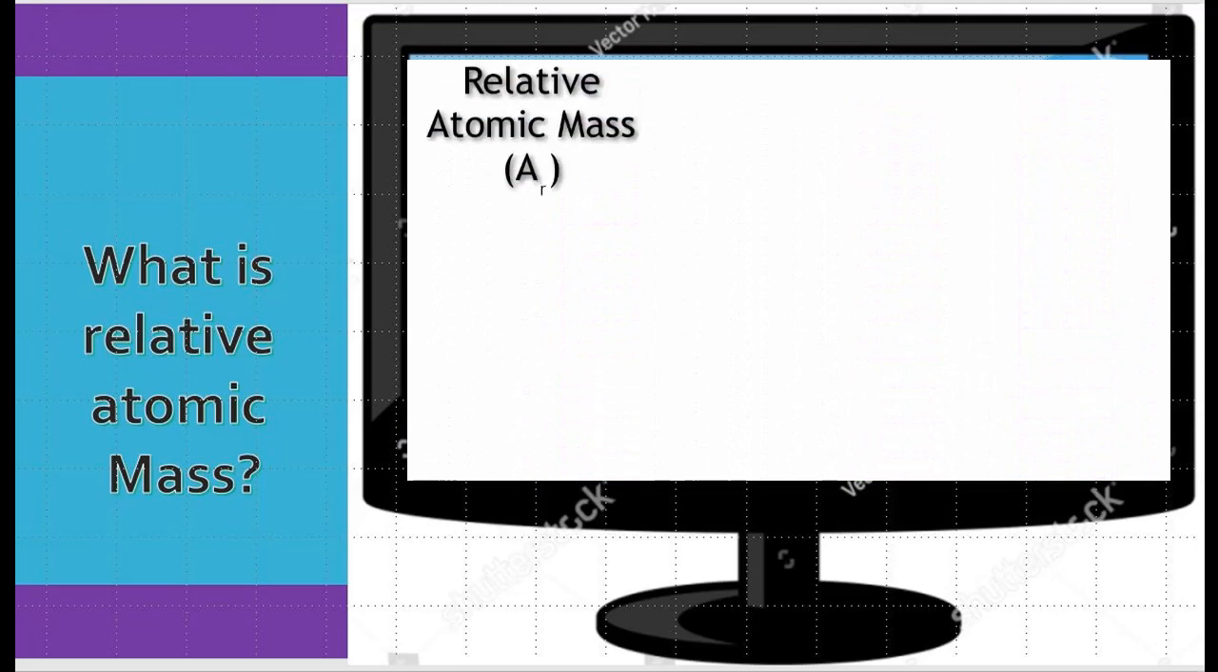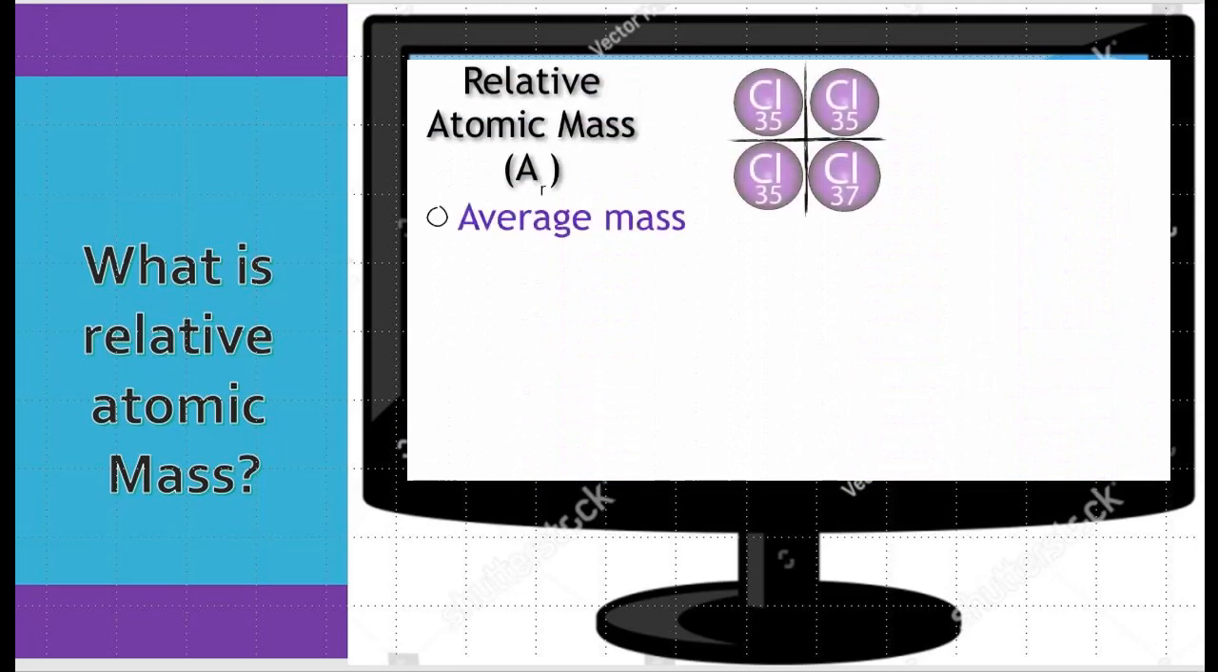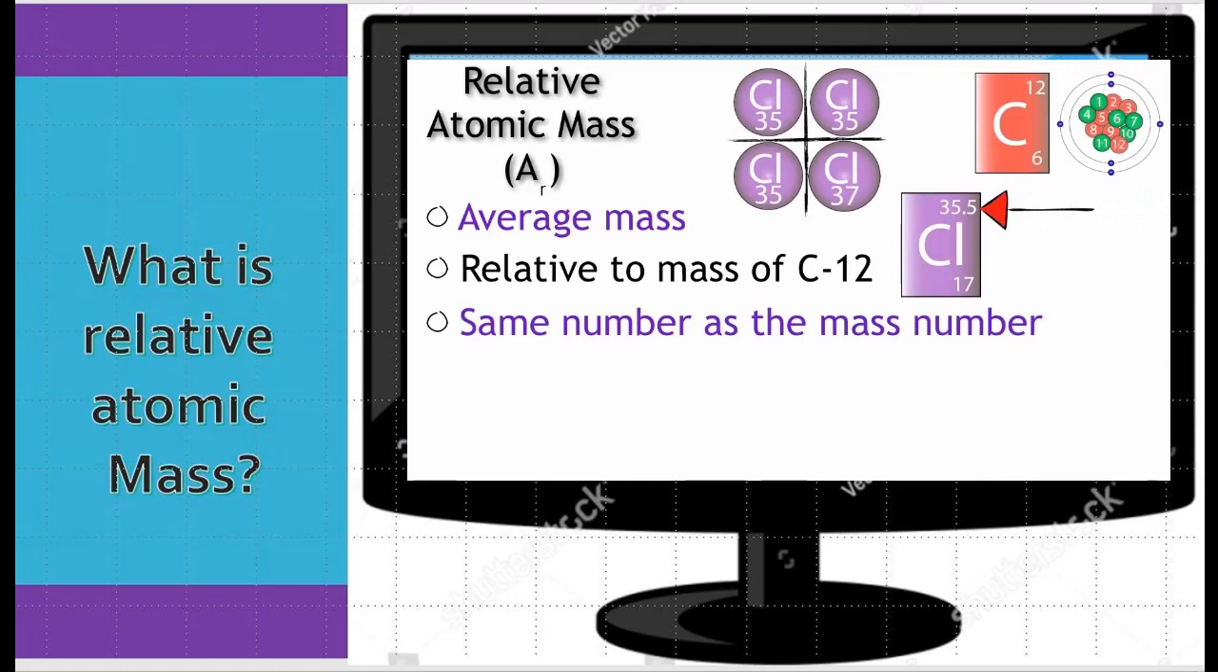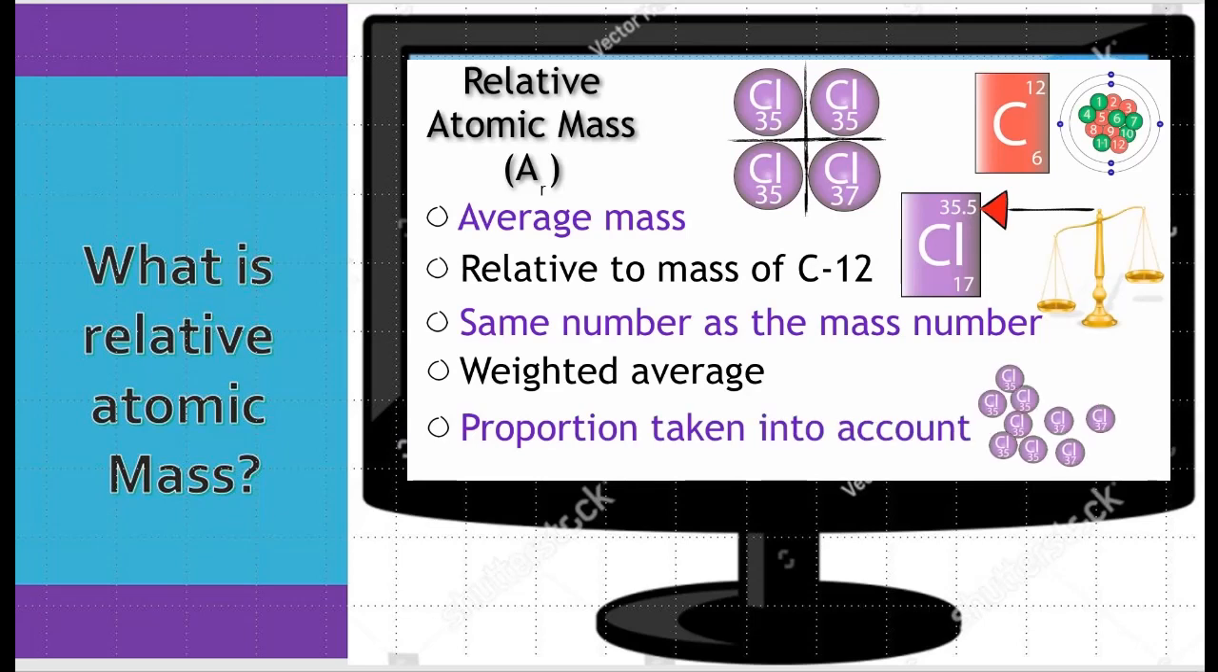So the relative atomic mass of an element is defined as the average mass of the naturally occurring isotopes of the element relative to the mass of an atom of carbon 12. On the periodic table, it is the same number as the mass number. The number is a weighted average, and when calculating its value, the proportion of an isotope in a sample must be taken into account.